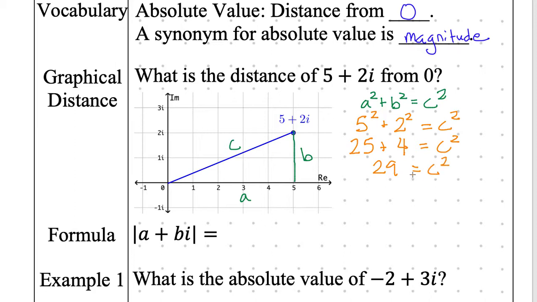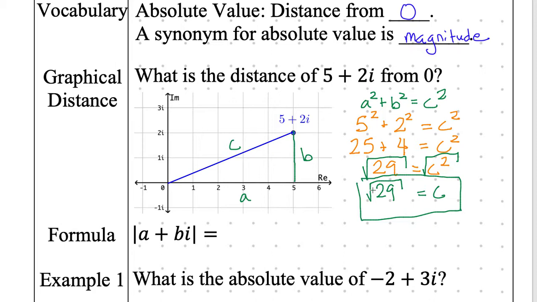And then I need to find C. Quiet raised hand. What am I going to do to both sides? Square root both sides. I'm going to square root both sides. All right, so then my answer here is C is equal to the square root of 29. There is my magnitude. My magnitude is the square root of 29.